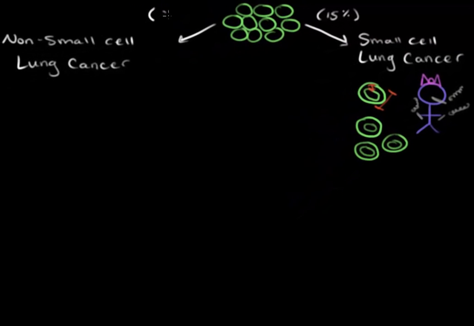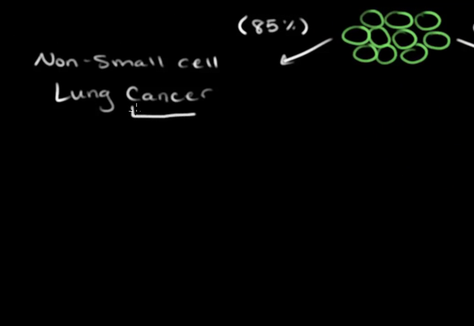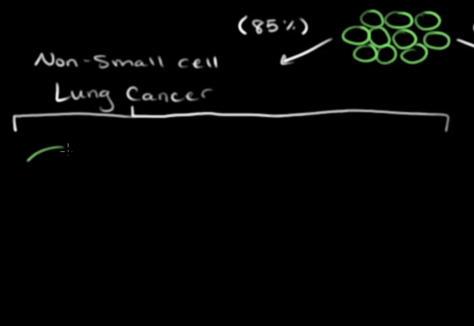85% of the time, it's a non-small cell lung cancer diagnosis. Now, these are big, mature cells, and there's lots of mature cells in the respiratory tract. So this category has subcategories, depending on which type of mature cell has become cancerous. So here I'm going to draw a big cell, lots of distance from the nucleus to the cell wall.